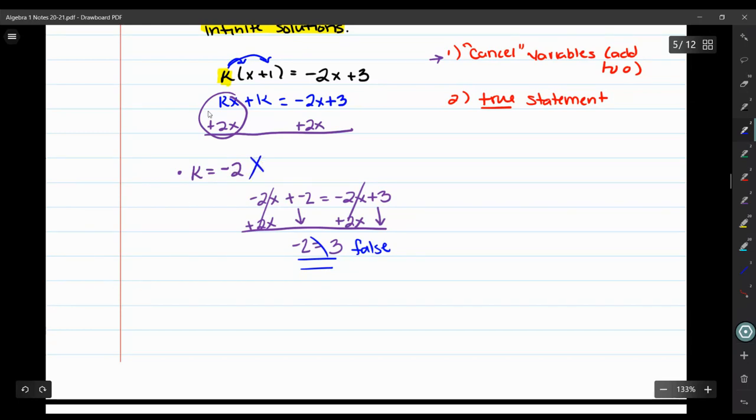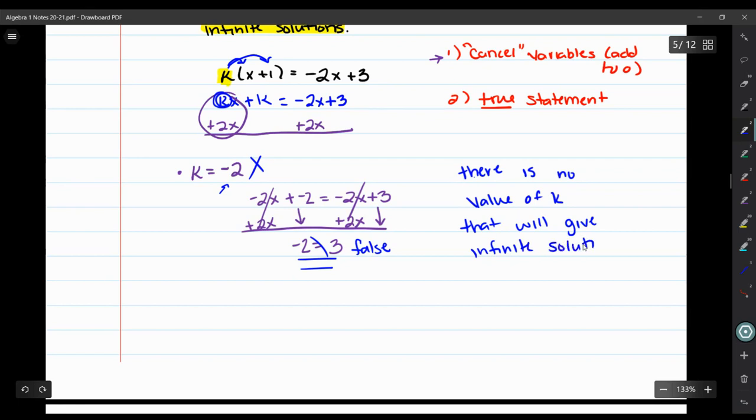Can we think of something else? Is there any other value of k that will simplify a 2 to a 0 when you add? Because we're combining here. We're not multiplying, we're not dividing, we're combining. And there isn't. The only thing you can add to a 2 to make it a 0 is a negative 2, but we already ruled that out. So the answer to this question is there is no value. There is no value of k that will give infinite solutions. And that's okay.